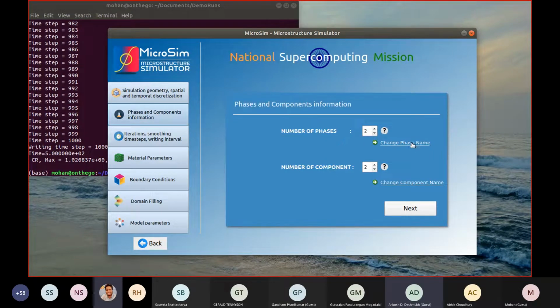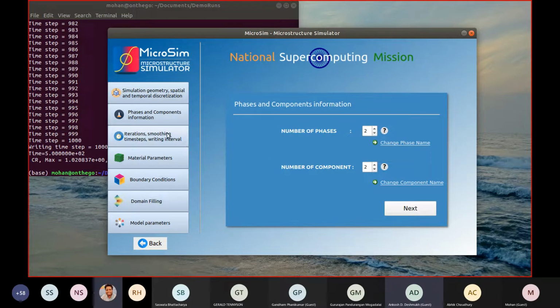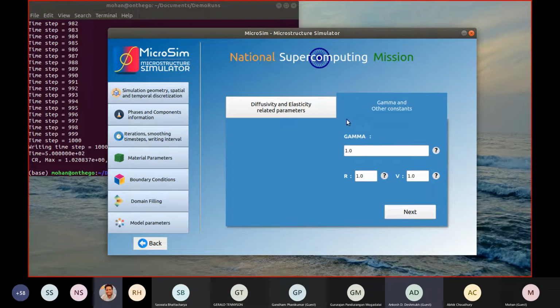The phases here we should be careful about. I'm going to use the dimensional values with the TDB file and the BCC and the CrFe. It is there already. And okay, there are large time steps and save time. So smoothing right now is disabled here, but that will be enabled further down the line during the development.